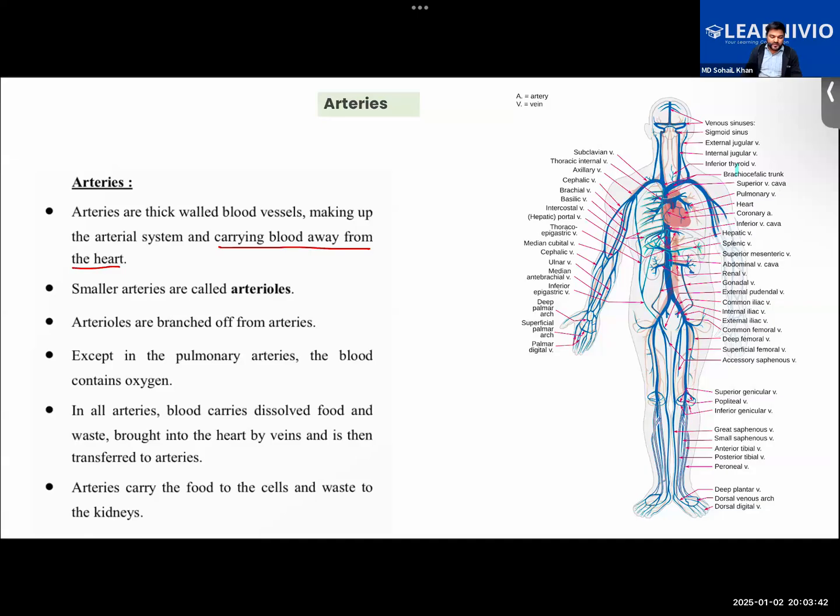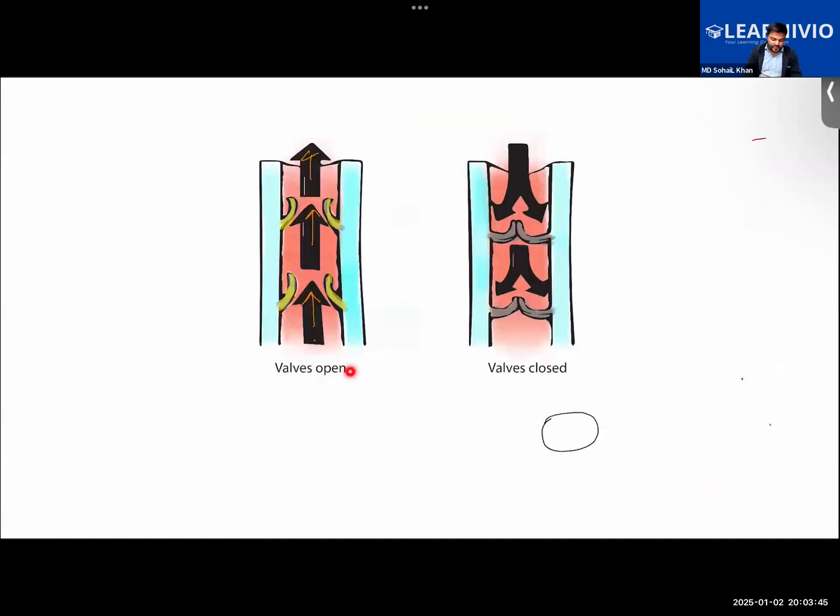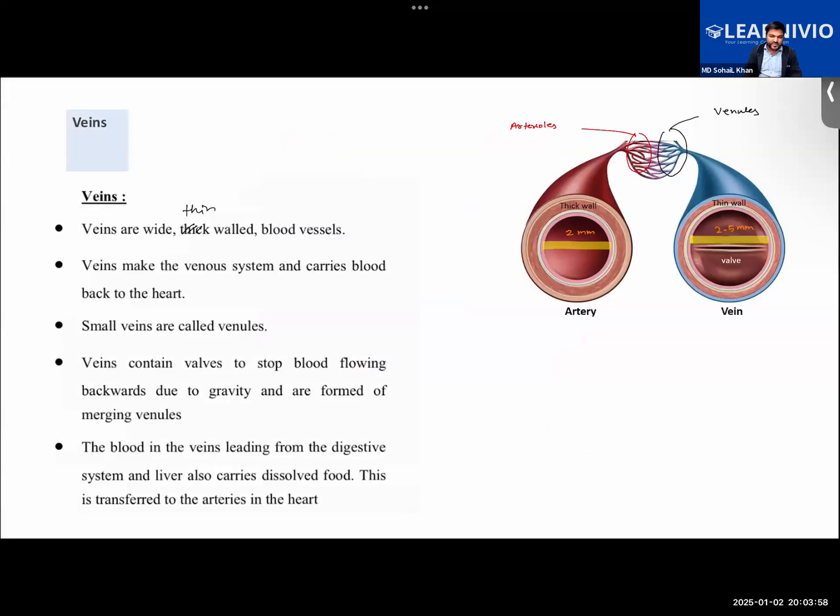That is something. Further, they don't have valves in them. While the veins will have valves, the arteries do not have valves, as the blood in the arteries always flows in the right direction because of the pumping of the heart. The heart is pumping the blood in it, so it always flows in the right direction. It will not go in the opposite direction.